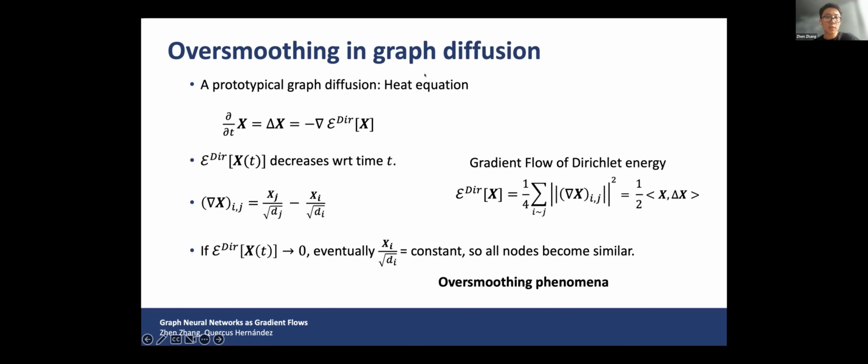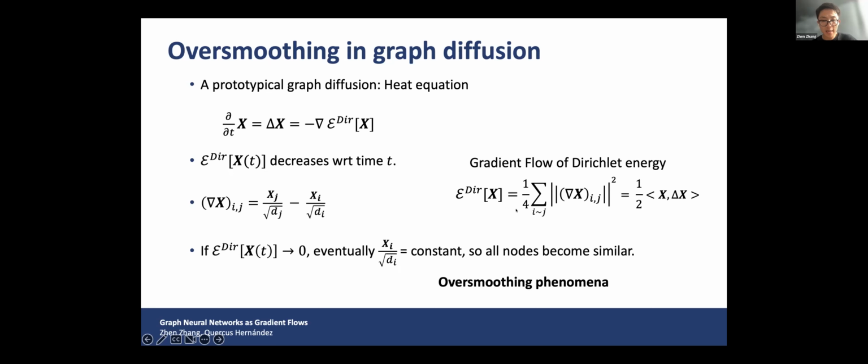Okay, so here is the mathematical formulation of the over-smoothing phenomenon in graph diffusion. They consider a prototypical graph diffusion model, which is the heat equation. As Quercus has said, we can consider the heat equation as the gradient flow of a Dirichlet energy on graphs.